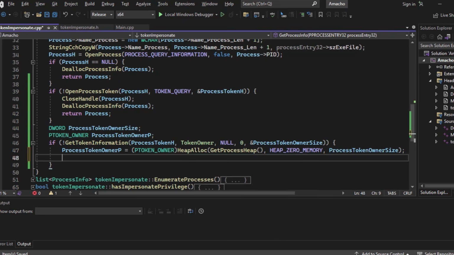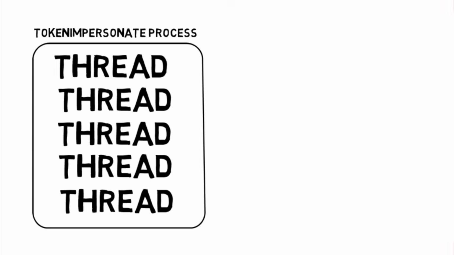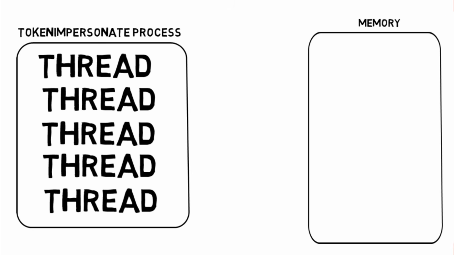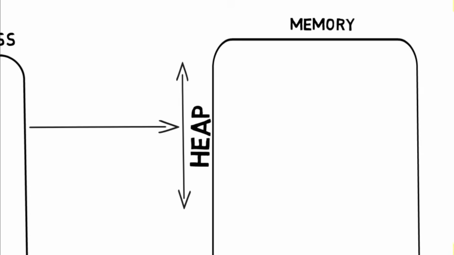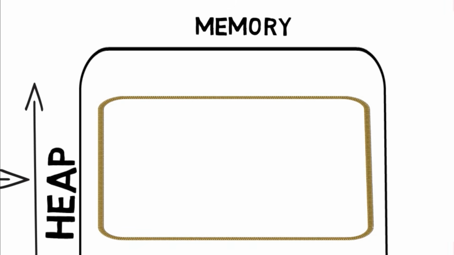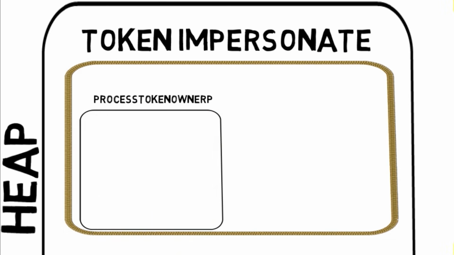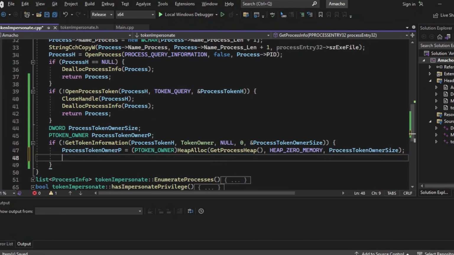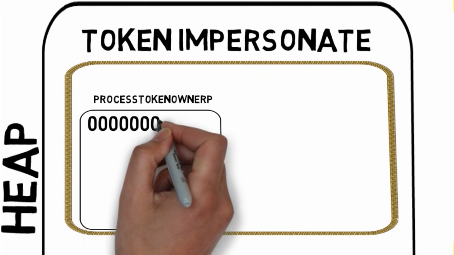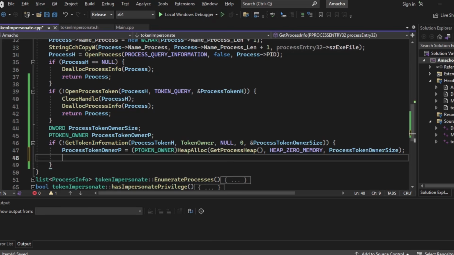Let me visualize this for you to have a better understanding. So this is the app we are creating, which is a process. Now this process, when it gets created, it allocates a portion in the heap memory. What we want to do is allocate a portion from that heap for the process token owner. And we use the HeapAlloc function. We specify the current process heap. Then the second parameter is basically filling the memory allocated for the process token owner with zeros. And the last parameter is the size of that portion, which is the token owner size. Makes sense? Great. Now we're going to use the GetTokenInformation function again to get the token owner.